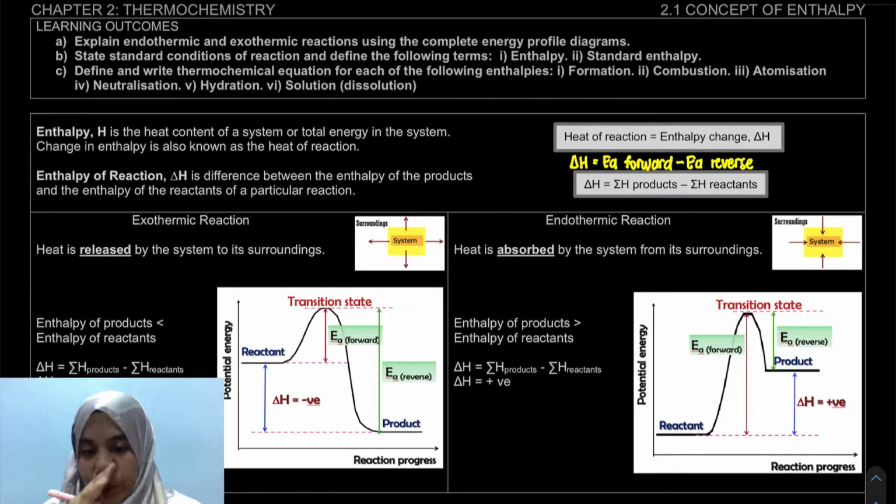Next, for the endothermic reaction, heat is absorbed by the system from its surrounding. So at the start of the experiment, we have the heat of the reactant, but the heat of the product will be higher than the heat of the reactant. The enthalpy of product is higher. Why? Because the heat is absorbed by the system. So when we calculate our delta H, H product minus H reactant, we will get a positive value. The enthalpy of product is higher than the reactant, so that's why endothermic has a positive value. That is for the exothermic and endothermic.